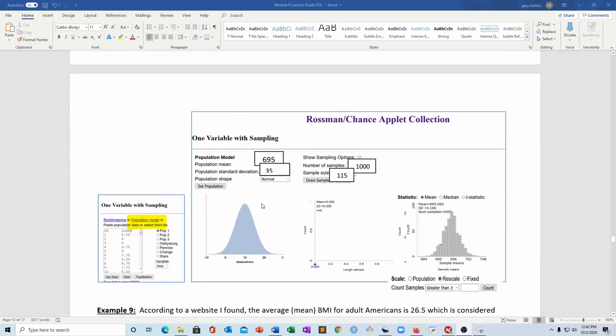So here's a picture of the applet. We had to click population model first to get this to pop up. Then we typed in 695 and 35. Those were our population mean and standard deviation. Again, we don't know these, but this was the claim, so that's what we're putting in. Then we're going to do 1,000 samples with a size of 115, because our sample was that size. And what we end up with is this distribution here.